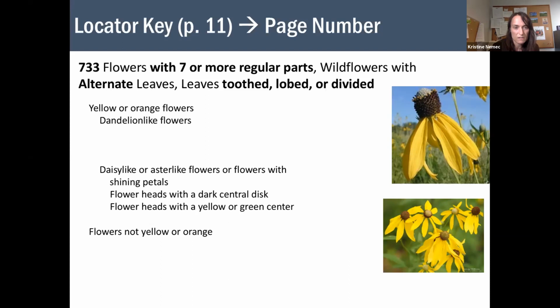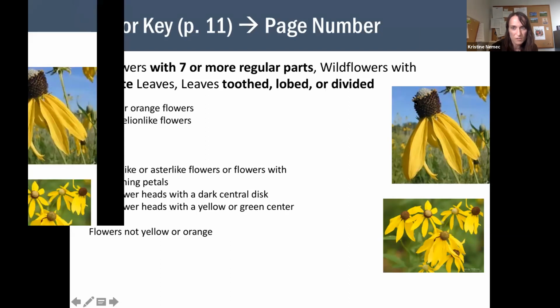Then we look at flower heads with a dark central disc or flower heads with a yellow or green center. And when we're talking about the disc, we're usually talking about the disc flowers. There are little tiny flowers around the top of the plant. Not so much the cone at the very top, but the little disc flowers.